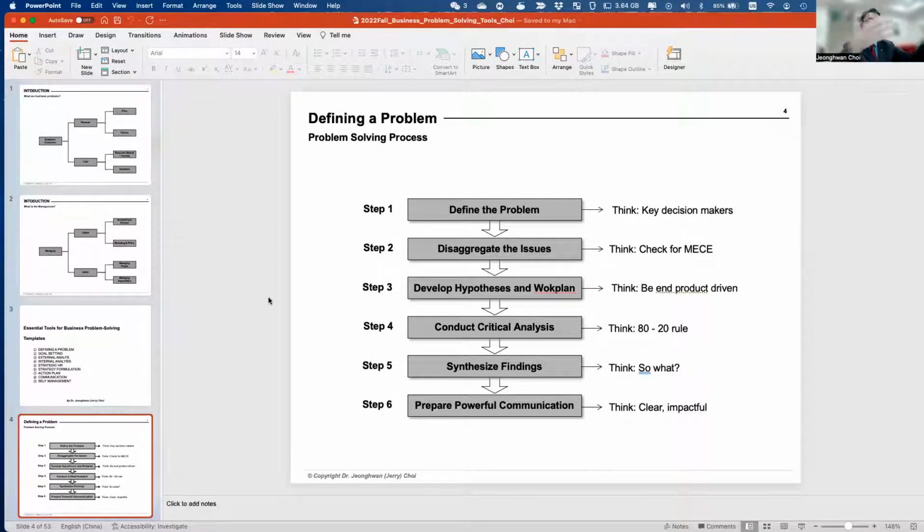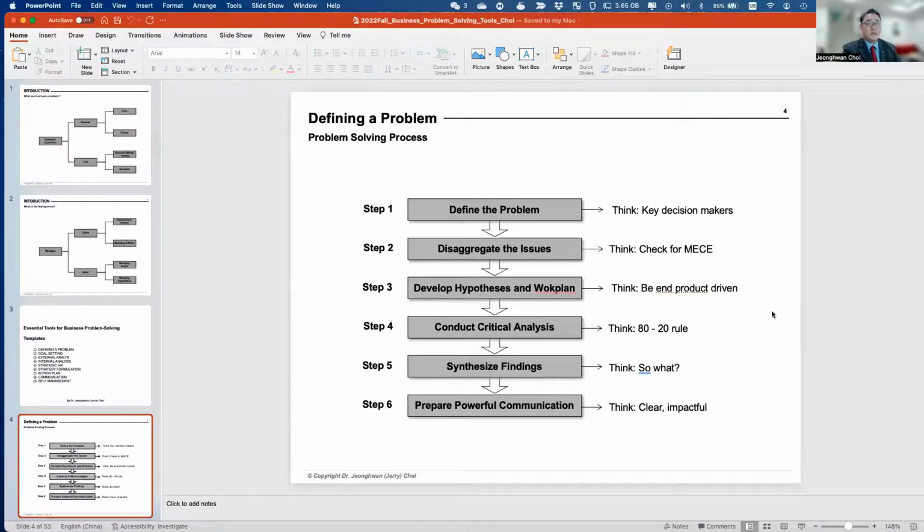then we test that hypothesis. It might look like this: if we increase the price, the volume must go down. Is it true? We must test. In order to test, we set up the assumption, those hypotheses. Then in order to test this hypothesis, we must make a plan, an action plan, a work plan. How can you do that? What kinds of data will you get, and how can you conduct those things? We make a plan. We call that the third step, developing the hypothesis and the work plan.